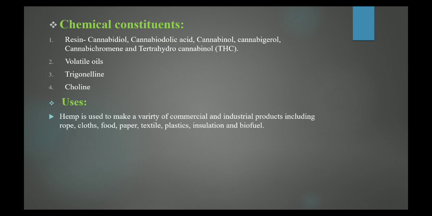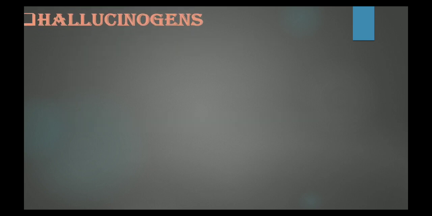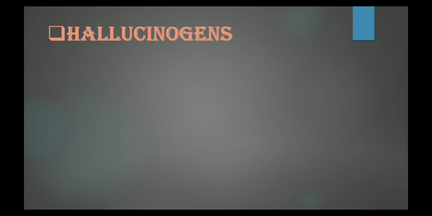Then uses. Hemp is used to make a variety of commercial and industrial products including ropes, cloths, foods, paper, textile, plastic, insulation and biofuel. Then the next part is fibers containing cotton, hemp, jute. It is finished. And the next part is hallucinogens.